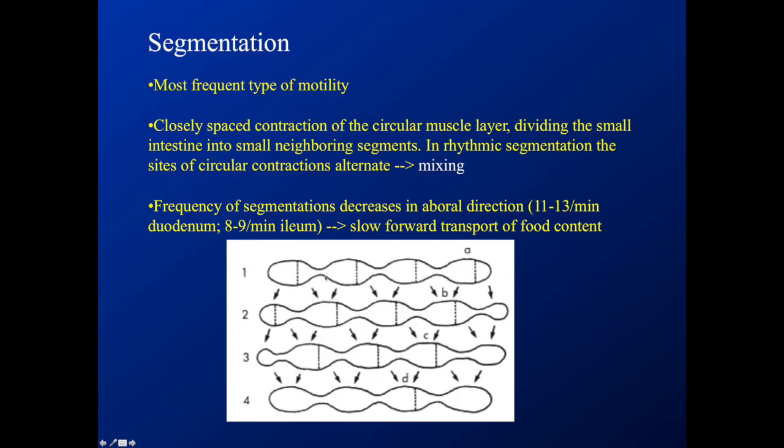When you're in one, you can see the segments that are contracted already, and these lines denote where the next set of contractions are going to happen. And so they contract, and you end up in two, where the segments are now in different areas, and you can see the lines where they're going to contract next. And so 3 then follows, as does 4. And although its main function is mixing, these frequencies of segmentation allow a slow forward transport of food, particularly enhanced by the different frequency of segmentation in the different sections.